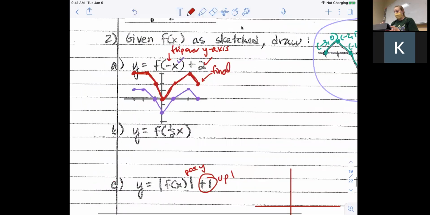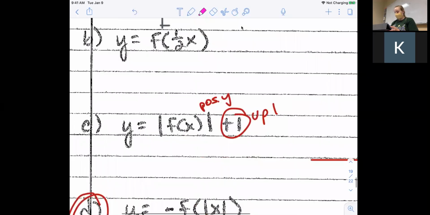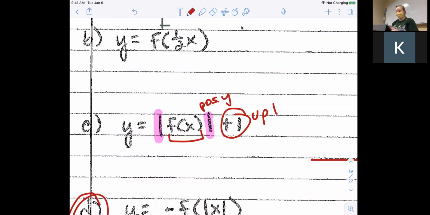On A, the negative was on the inside, so that's dealing with the x's. Now I'm doing the y's because the absolute value is outside of the f of x. Good question.